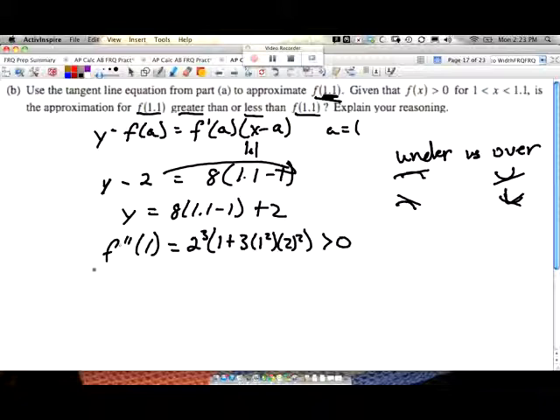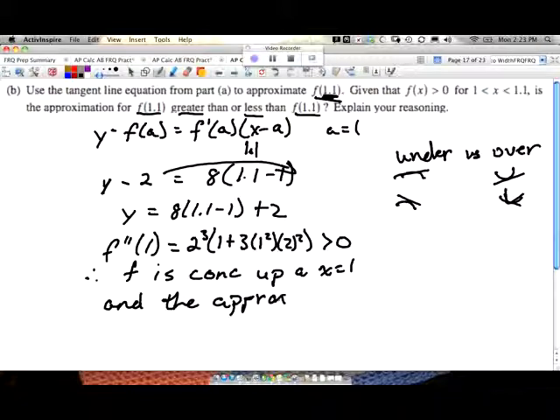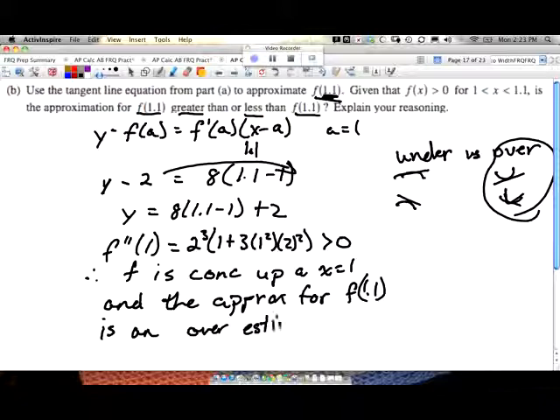It's positive. Therefore, f is concave up at x equals 1, and the approximation for f of 1.1 is, okay, so we're concave up, and that means we're over, is an overestimate. Done. Alright, so now let's keep going. Same ideas here. Let's look at part C.